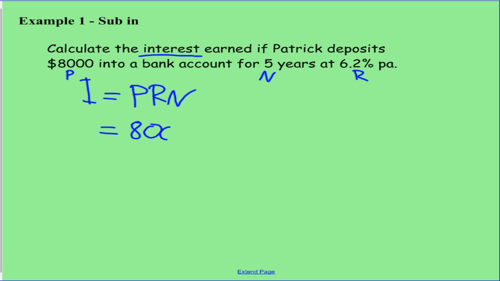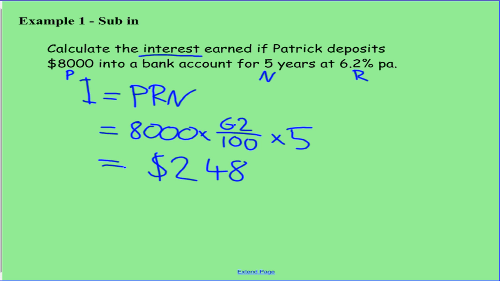So P is 8,000 multiplied by the rate, which is 6.2%. We're going to divide it by 100 because we need it as a decimal, and then we're going to times it by the number of years, which is 5. All up, this is going to give us $2,480. Now remember, this is just the interest, so he still gets to keep the $8,000 he started with, but in addition to that, he's going to get another almost $2,500.